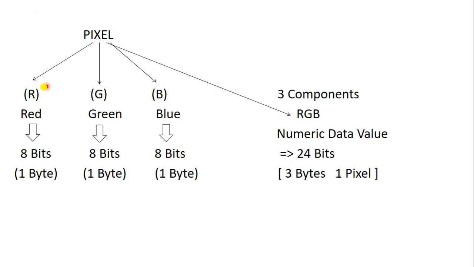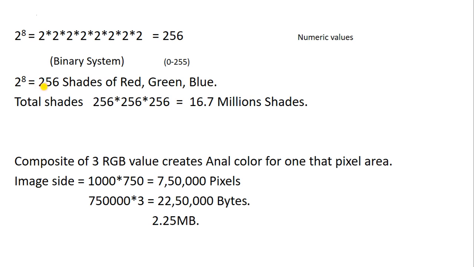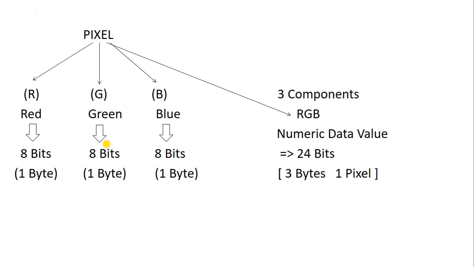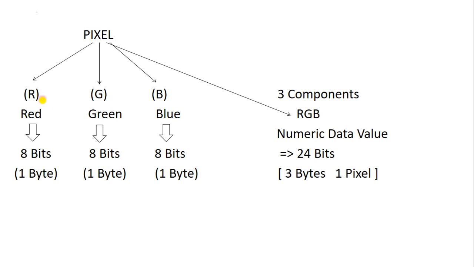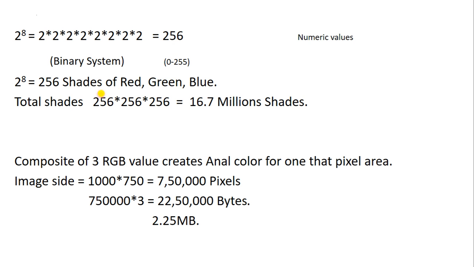So if one component, red, has 256 shades, then obviously green and blue also have 8 bits, meaning 2 raised to 8, so they also have the same 256 shades. That is why I have written 2 raised to 8, 256 shades, for red, green, and blue. If the shades of red are 256, then obviously the shades of green and blue will be 256.